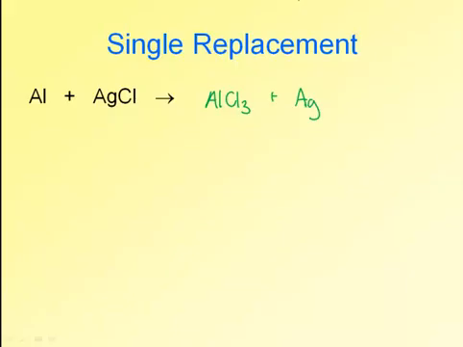A common mistake in writing products of single replacement reactions is to put the two comparable ions together in the compound, like trying to put Al and Ag together here. This does not happen. The elements you're comparing will switch places if the activity series says so. The comparable elements do not combine with each other, they switch places.